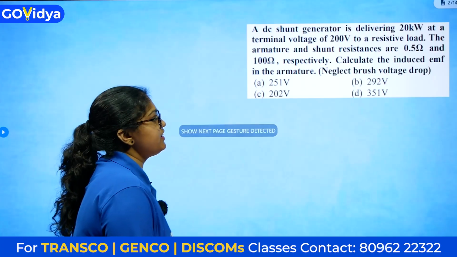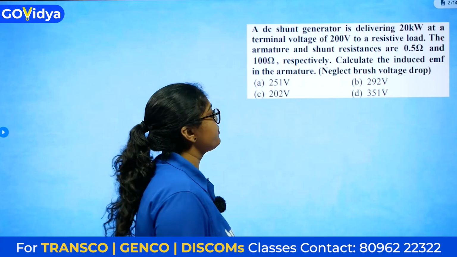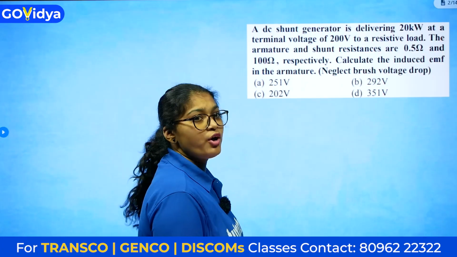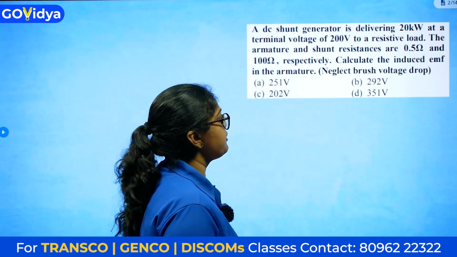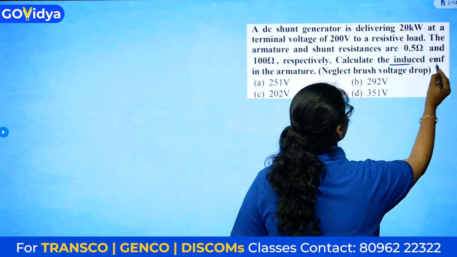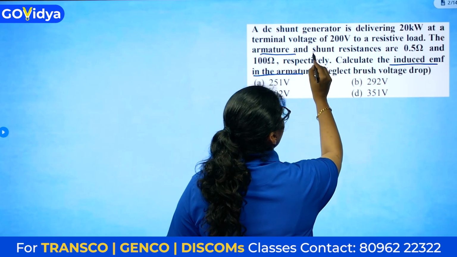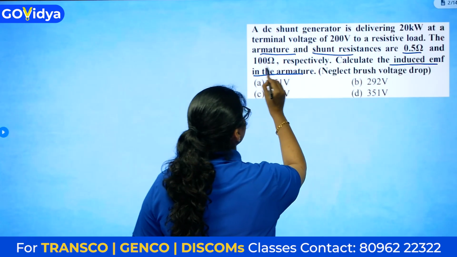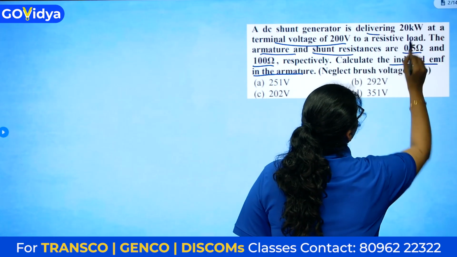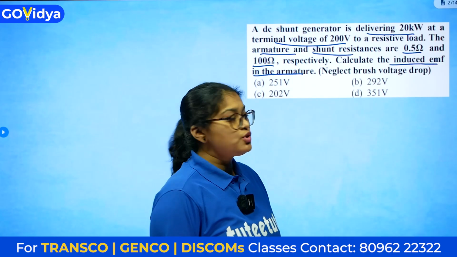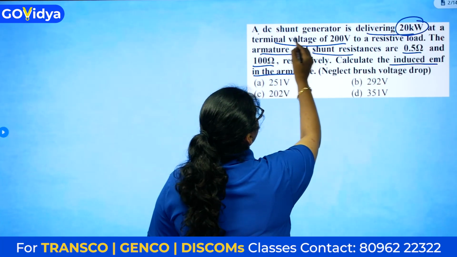A DC shunt generator is delivering 20 kilowatts at a terminal voltage of 200 volts to a resistive load. The armature and shunt resistance are 0.5 ohm and 100 ohm respectively. Calculate the induced EMF in the armature. In the question they have given the armature resistance RA and the shunt resistance RSH, the terminal voltage VT, and the power, but they didn't give any current. So from the power we have to calculate the current.